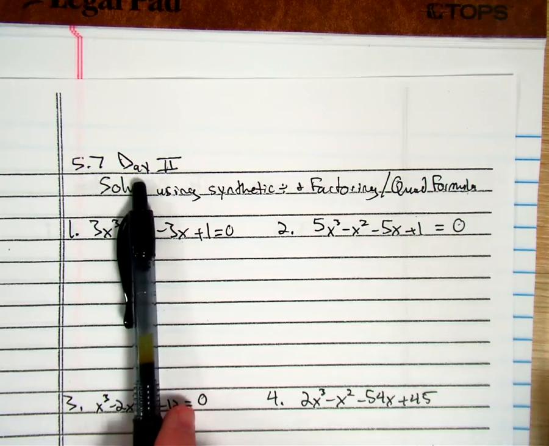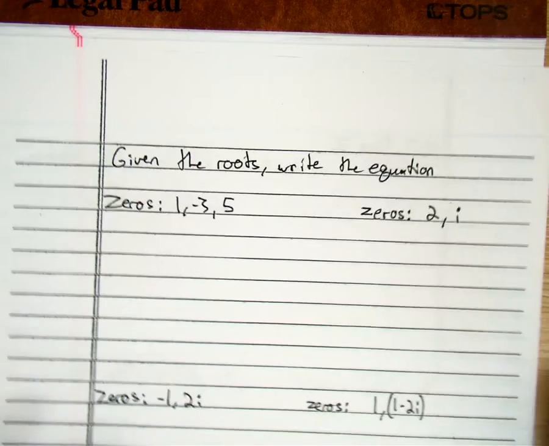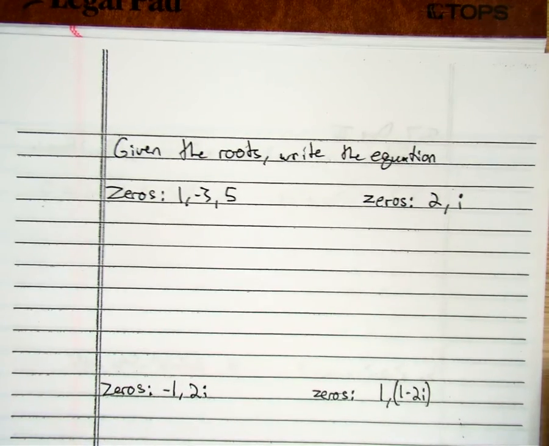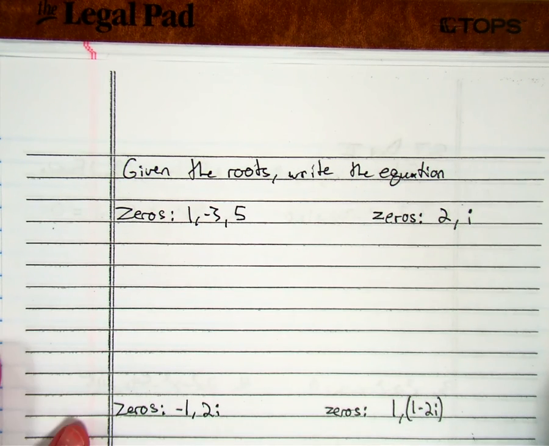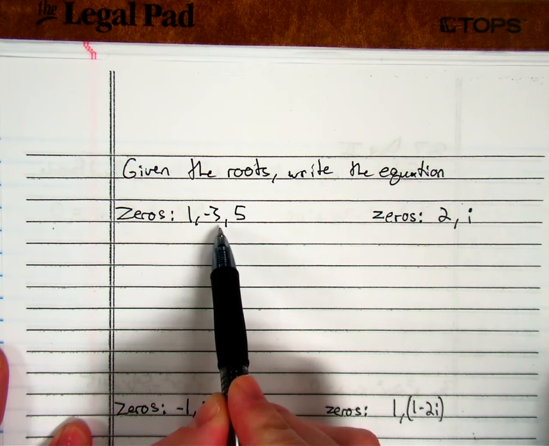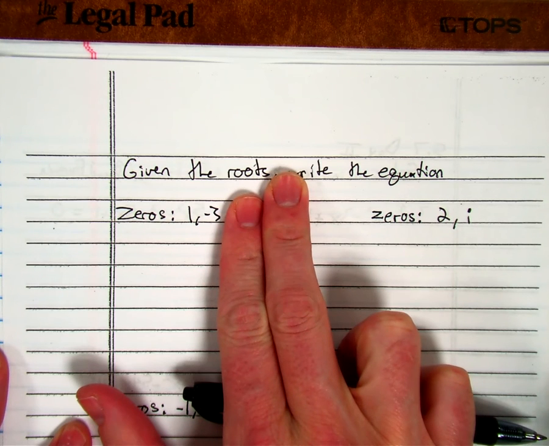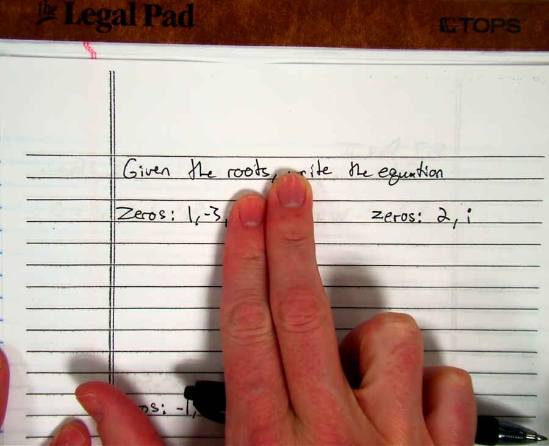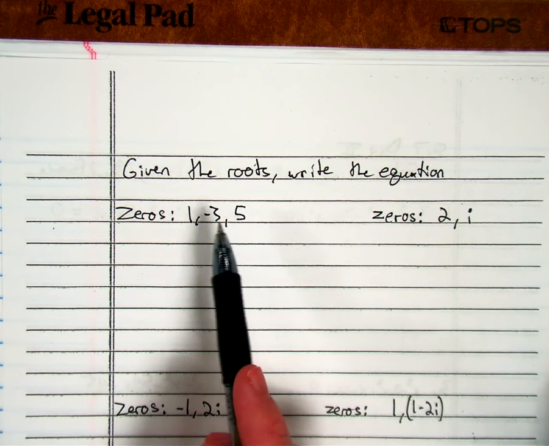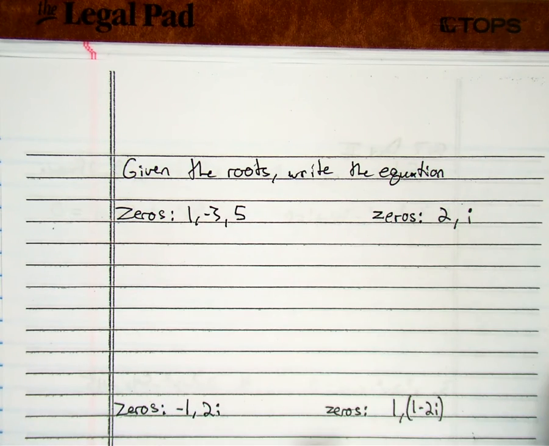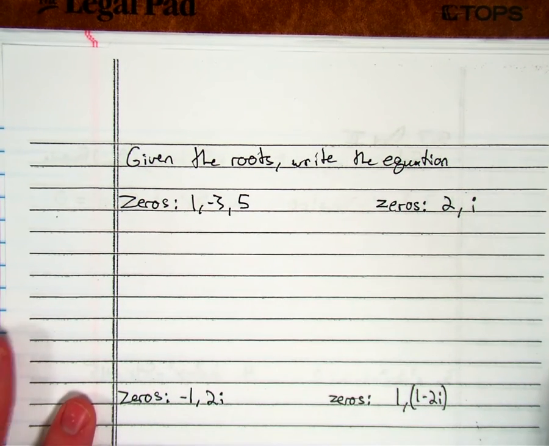Okay, this should be on the back side of your 5.7 Day 2 worksheet, or maybe it's a different year now, and I've already separated these out. Given the roots, write the equation. So earlier in this chapter, we did this with 2 zeros. You were given like 1 and -3, and you just had to come up with those parentheses and then FOIL those out and come up with the original equation.